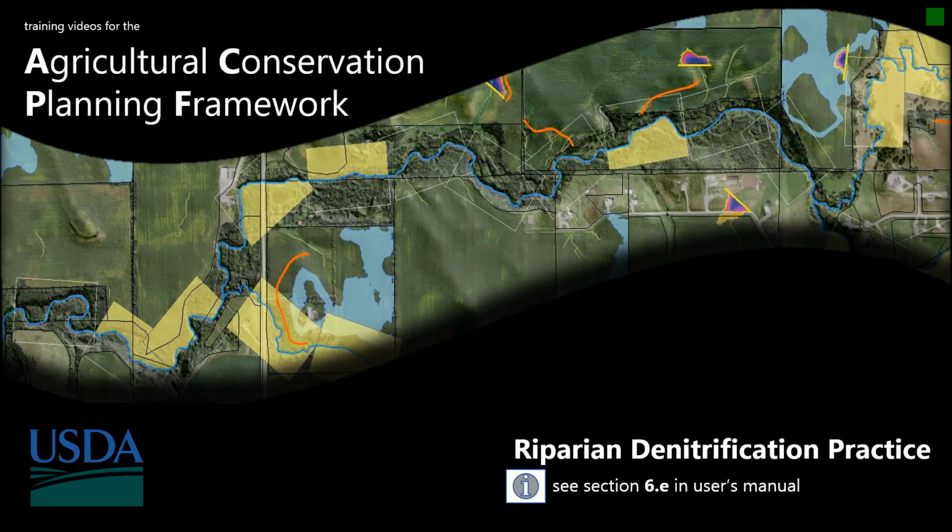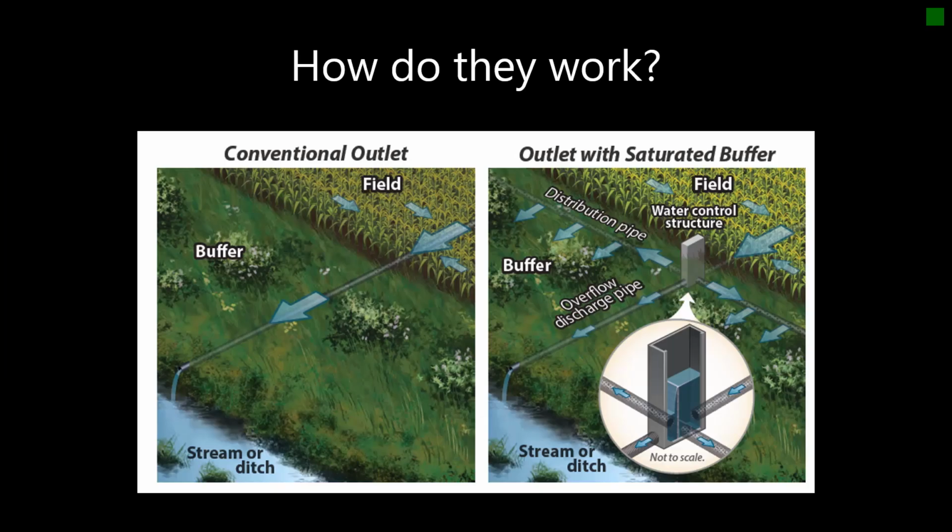In this video, we're going to look at the riparian denitrification practice tool. This tool determines suitable areas for saturated buffers along the riparian analysis polygons. It also suggests areas that may be suitable with some carbon enhancement, typically introduced by wood chips.